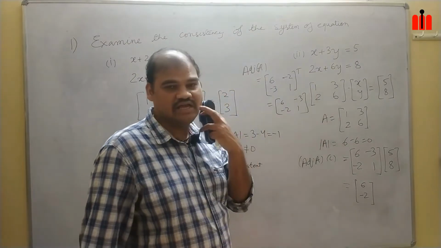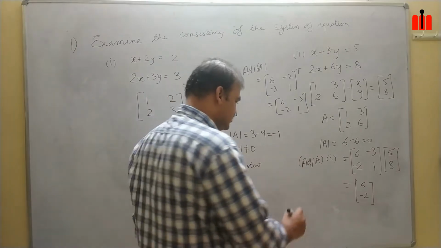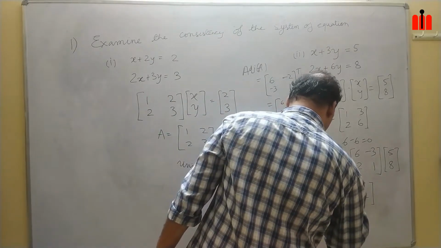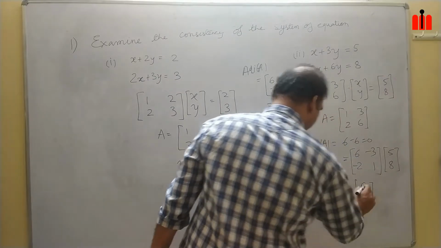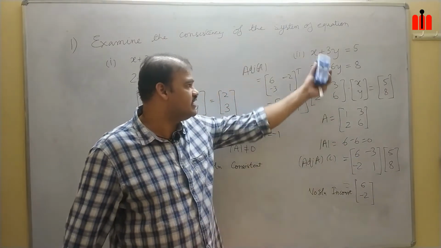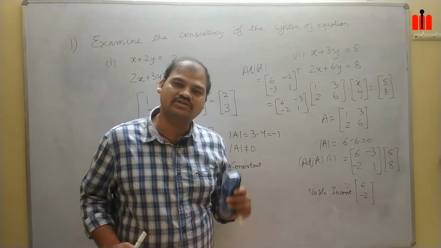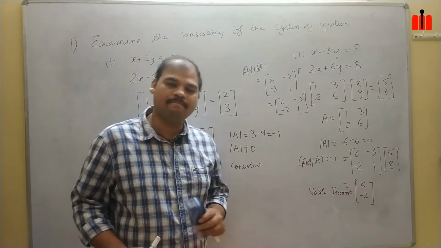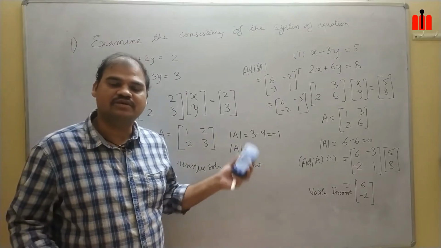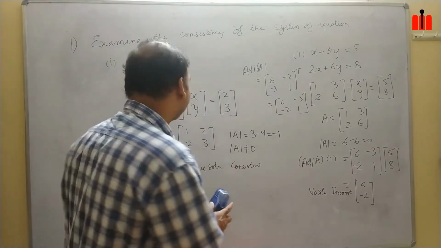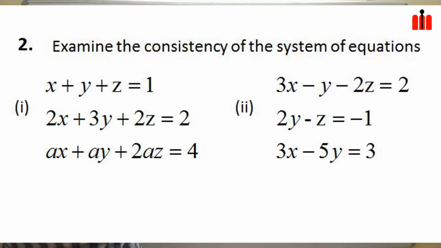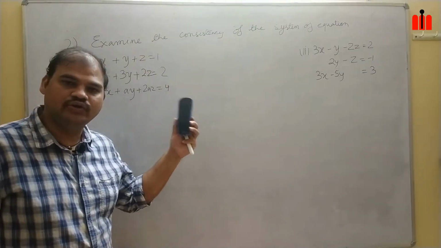So the equations are inconsistent. So this is no solution or inconsistent. Okay, no solution or inconsistent. So number 1 is no solution or inconsistent. Okay, got it? This completes problem number 1. Let's move on to question number 2.